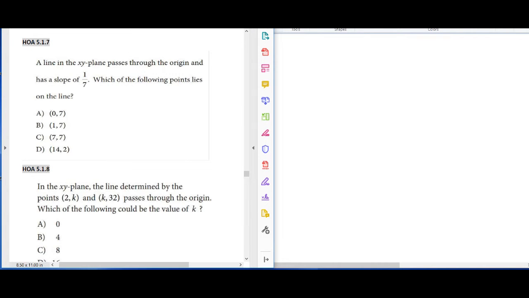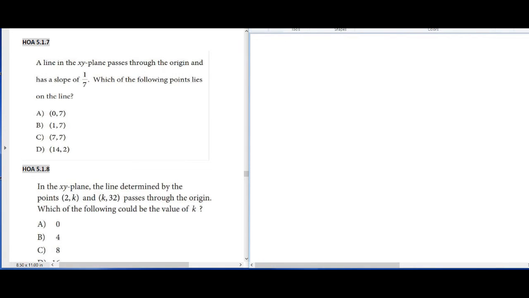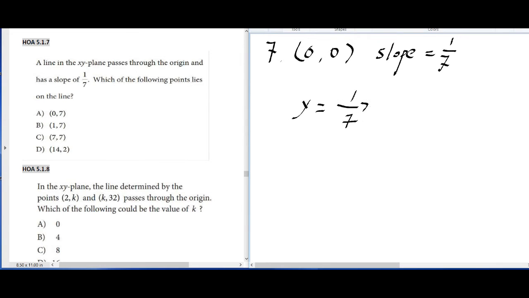Okay, number 7. There are points, right? They just gave you some information. It passes through the origin, 0, 0. Slope is? They said 1/7. So you can make the function, y equals 1/7 x, right? Plug in.